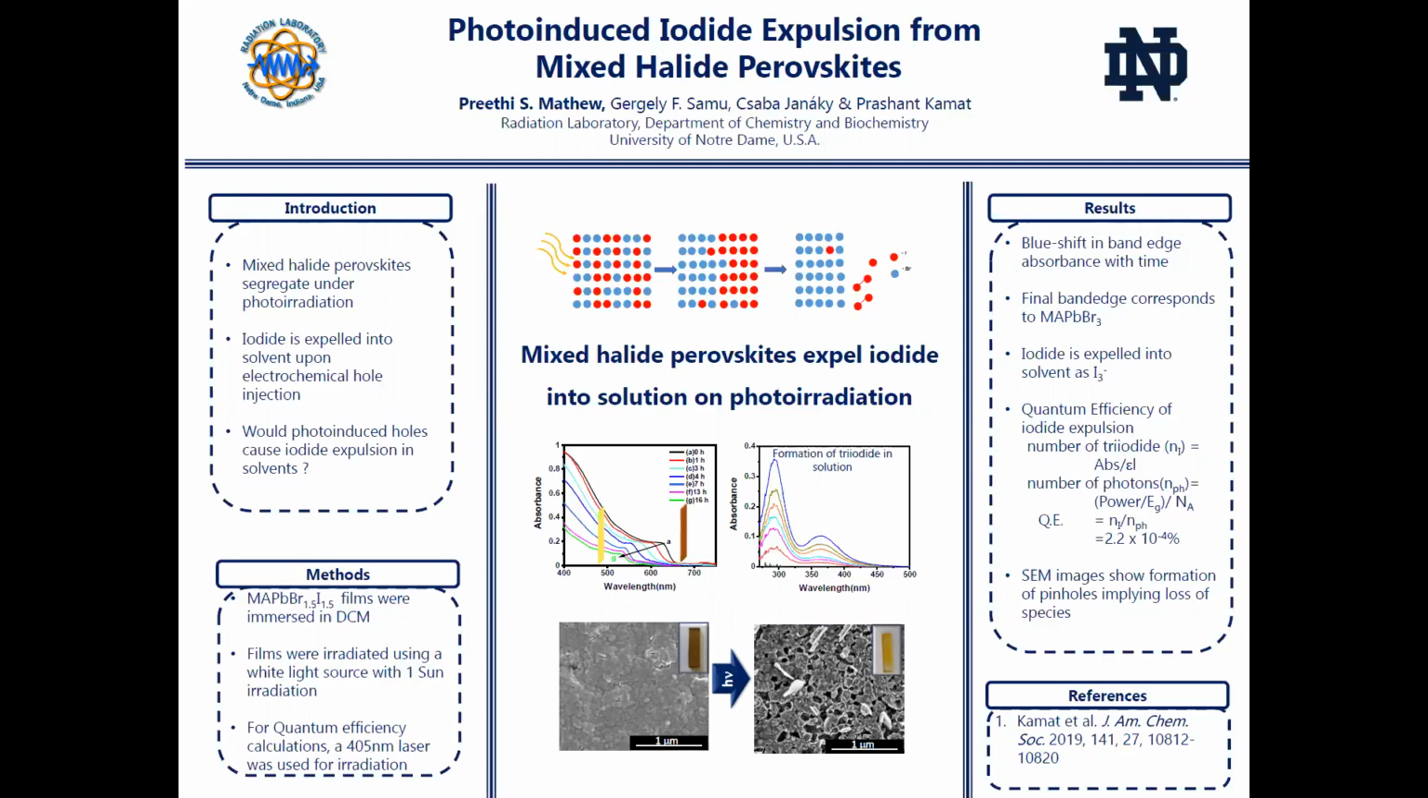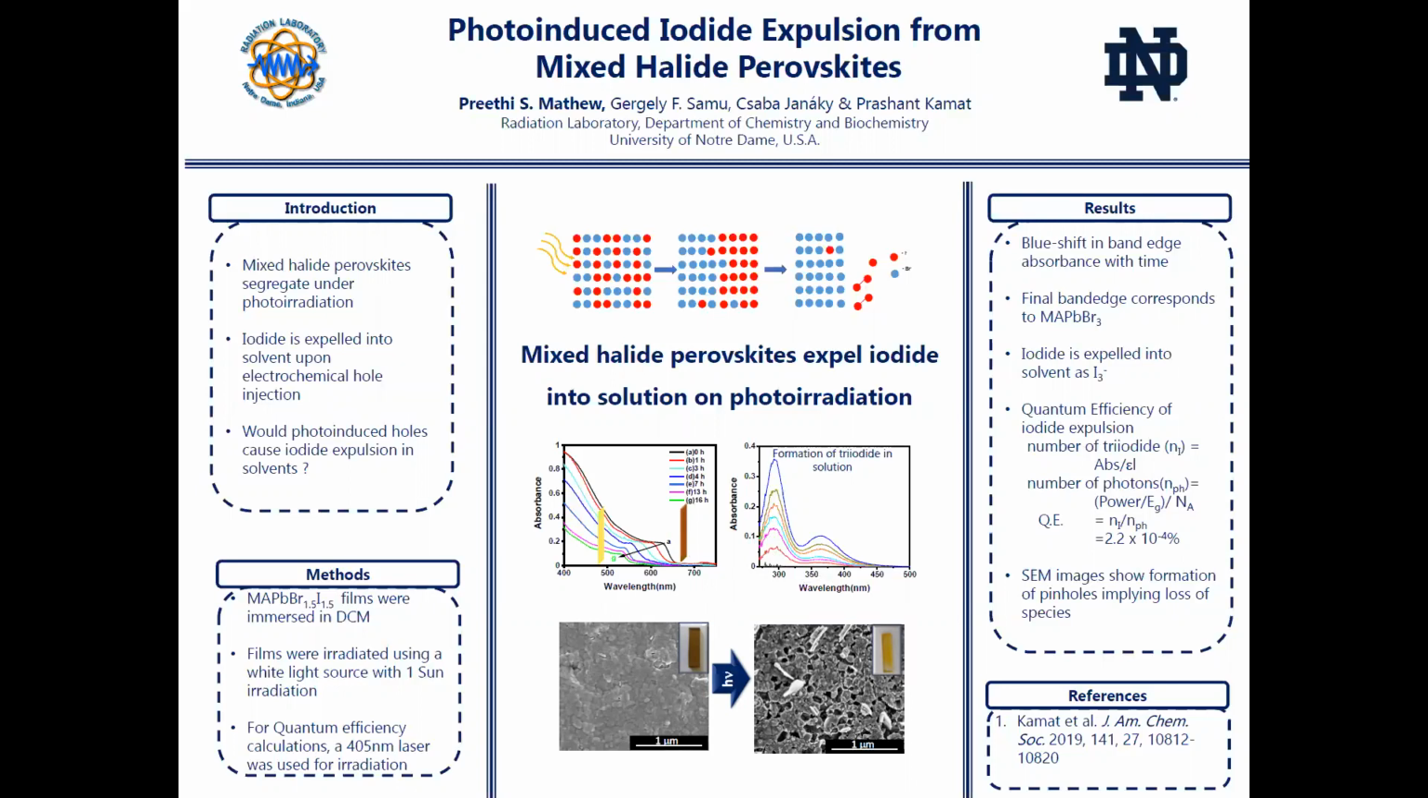Then we took the absorbance of DCM in which the experiment was carried out, and this is the absorbance spectrum that we got. We see a peak at around 298 nanometers and 364 nanometers, and this is characteristic of triiodide.